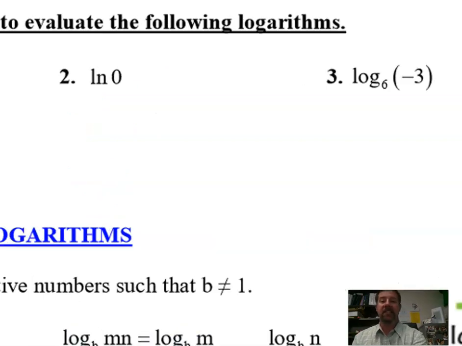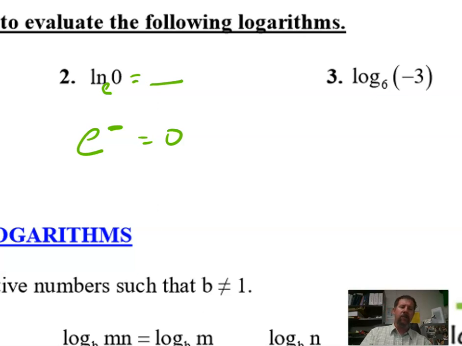All right, let's apply the same stuff to number 2, ln of 0. What is that? Well, again, I need a base, and ln is base e. And again, we need an equals blank. So there's going to be e to the blank equals 0. E to what power equals 0?